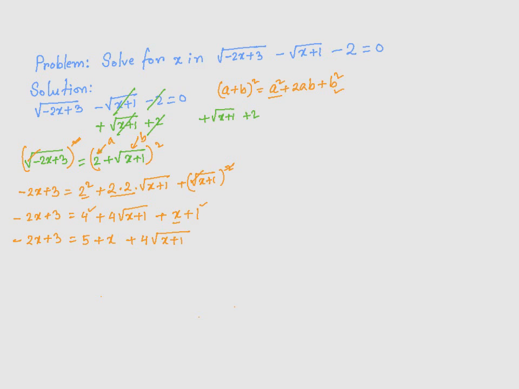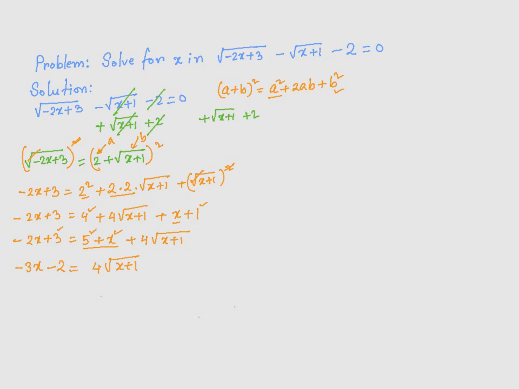I just simplified things. Now I'm going to move these two things to the left. If I move the x to the left, it's going to be negative 3x, right? Because it's positive here, on the left it's going to be negative. Now there is a 5 here, positive, and there is a positive 3 here. If I move 5 to the left, it's going to be negative 5. So it's going to be negative 5 plus 3, which is negative 2, is equal to 4 times square root of x plus 1.